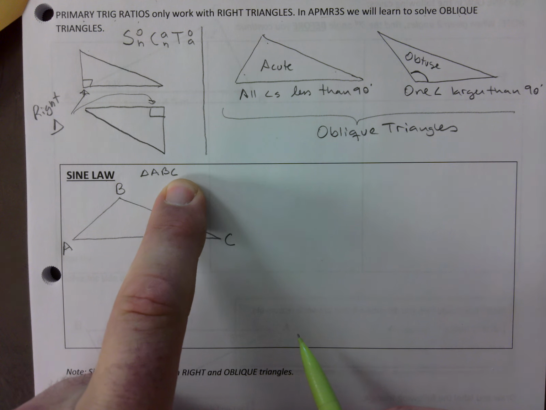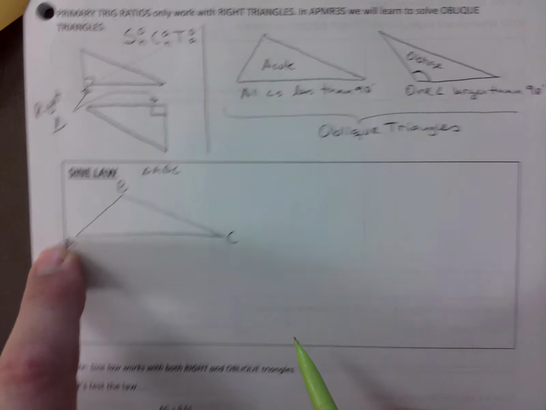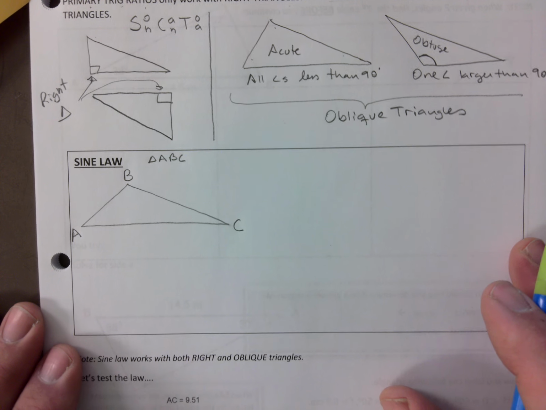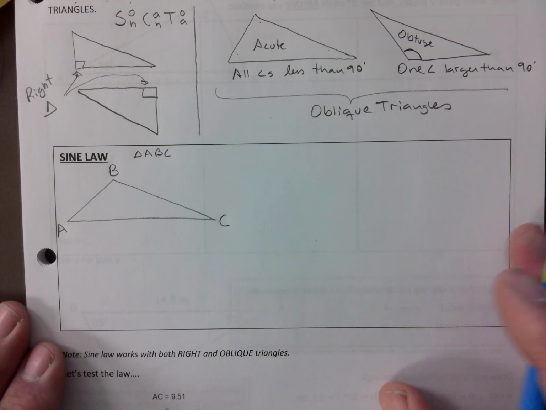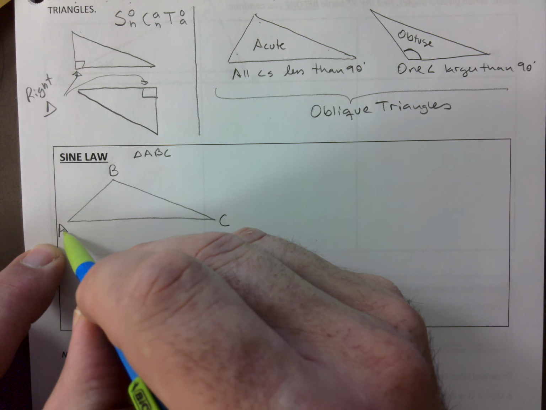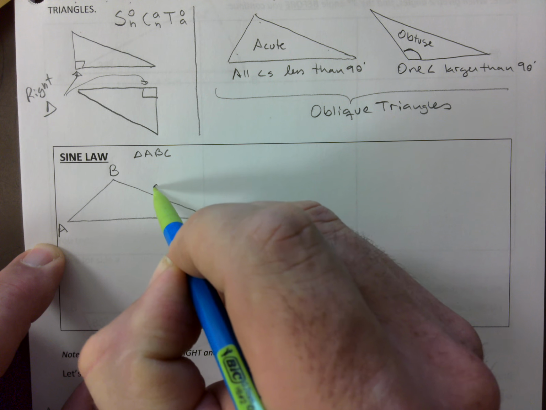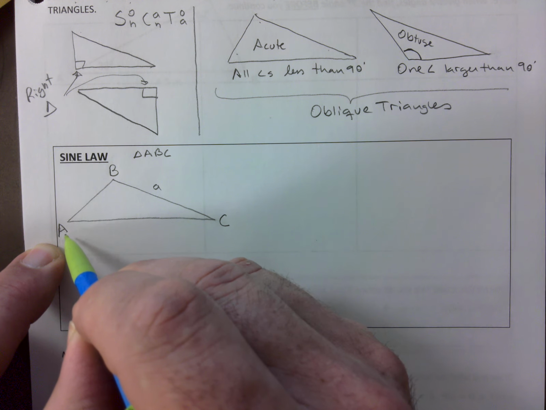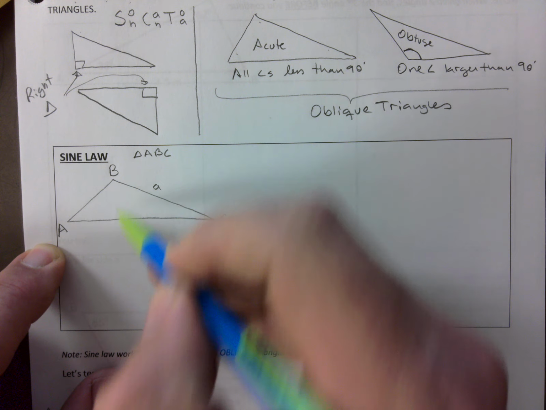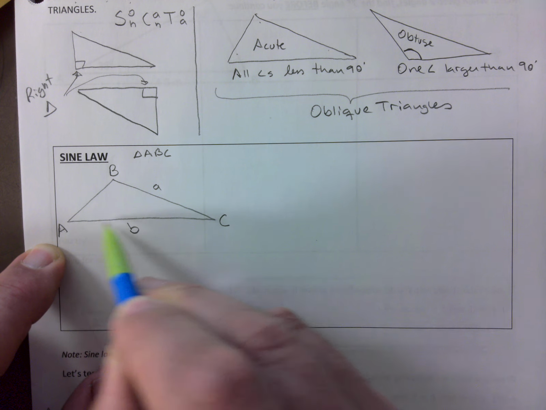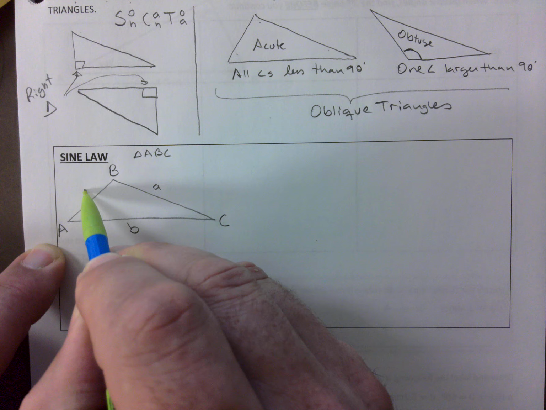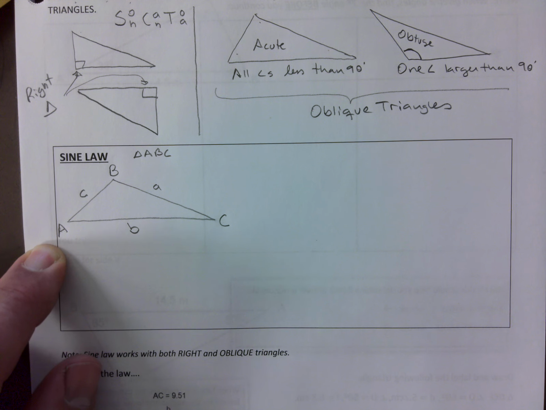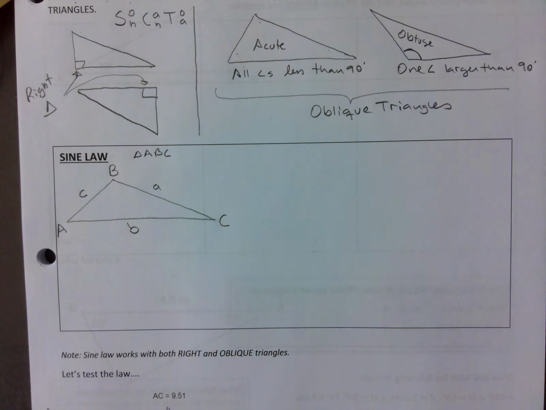So if you see triangle ABC, I want ABC on the corners, and then the standard would be, if this is capital A, then this would get lowercase a. So this is the side across angle A. If this is capital B, then this is lowercase b for the side length, and C over here. So that's the standard way of labeling.